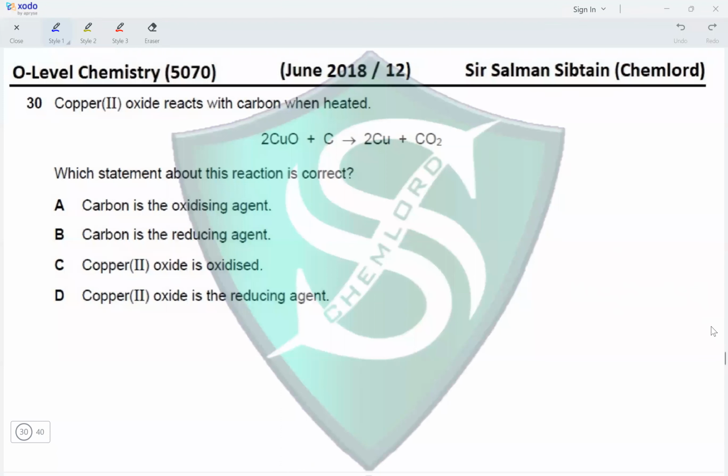Question 30. Copper(II) oxide reacts with carbon when heated. Which statement about this reaction is correct? Carbon is the oxidizing agent. Carbon is converted from the oxidation state of 0 to +4. Carbon is oxidized, so it is a reducing agent. So next, carbon is the reducing agent.